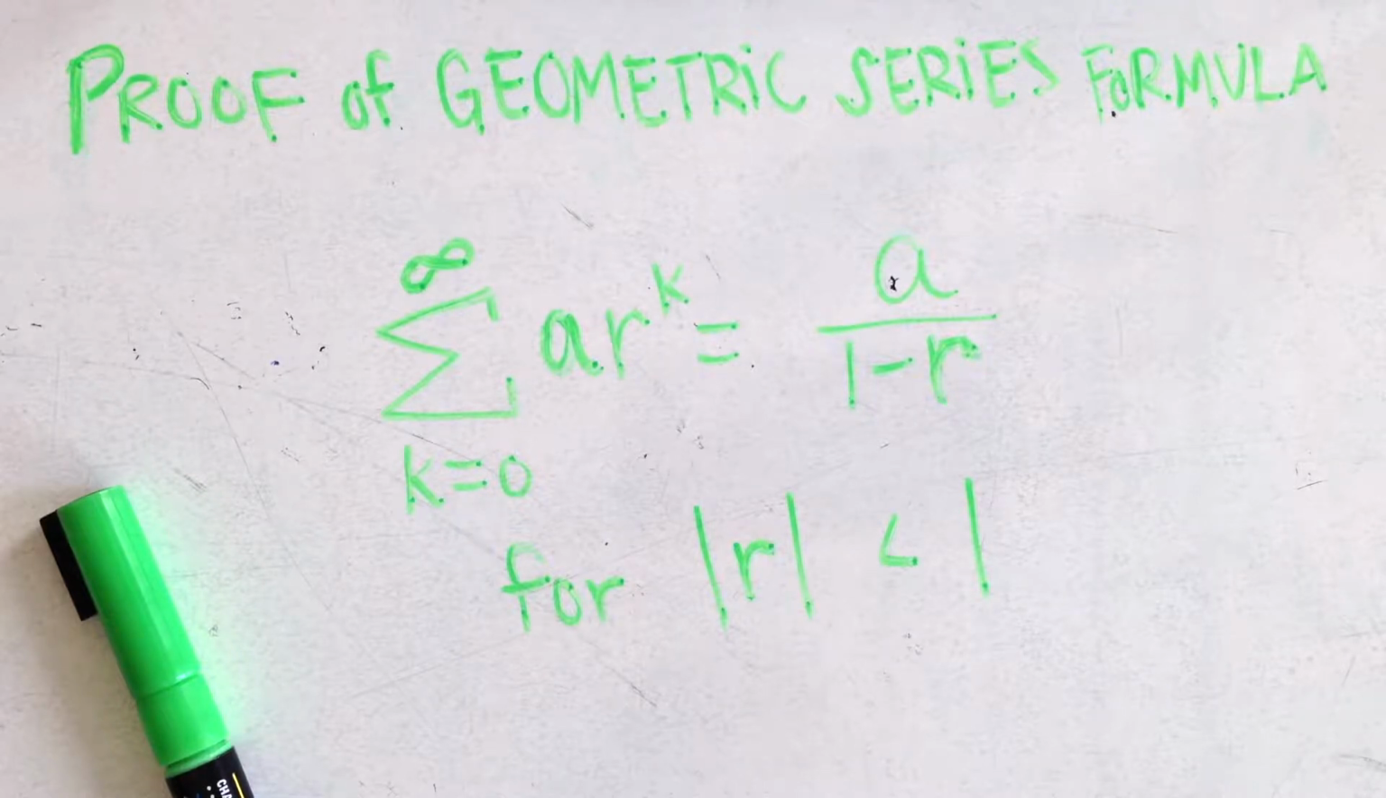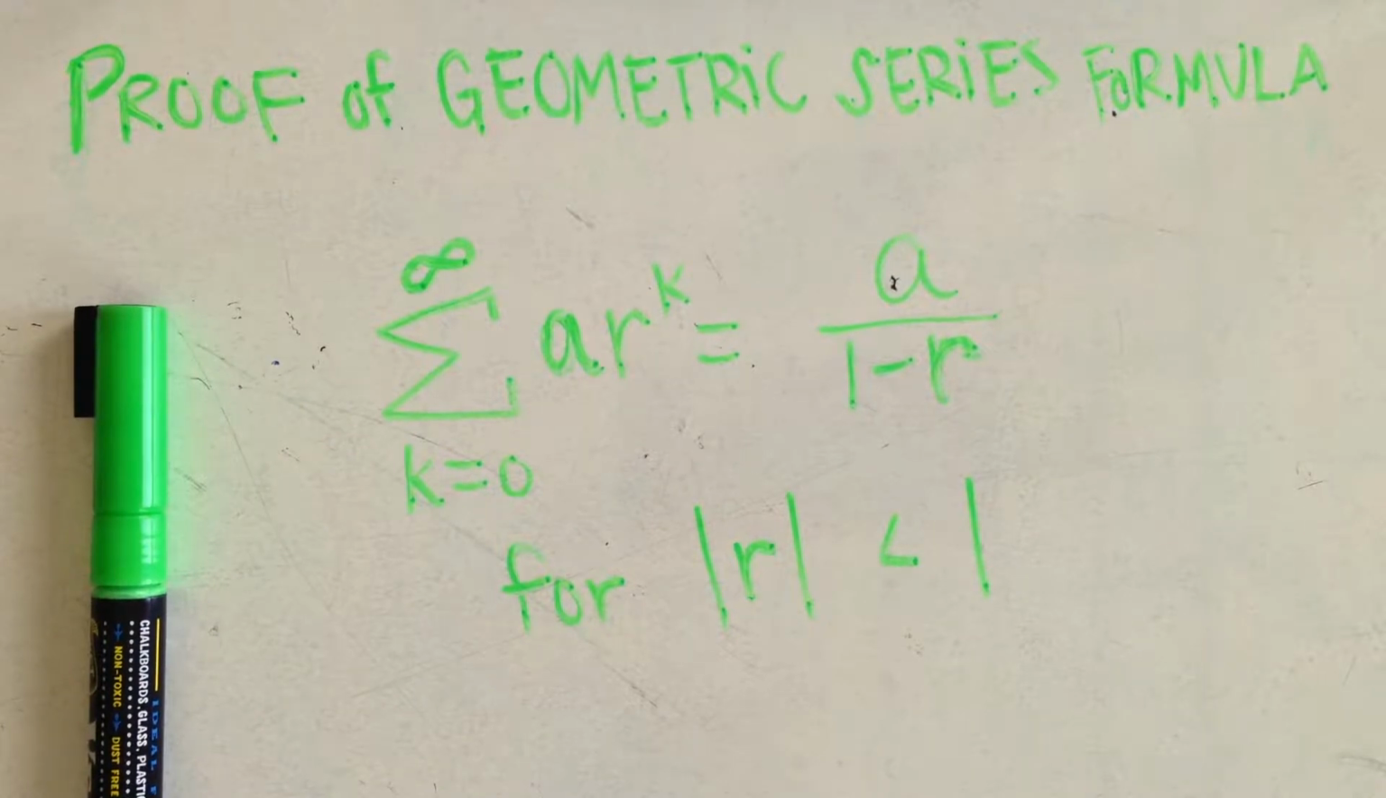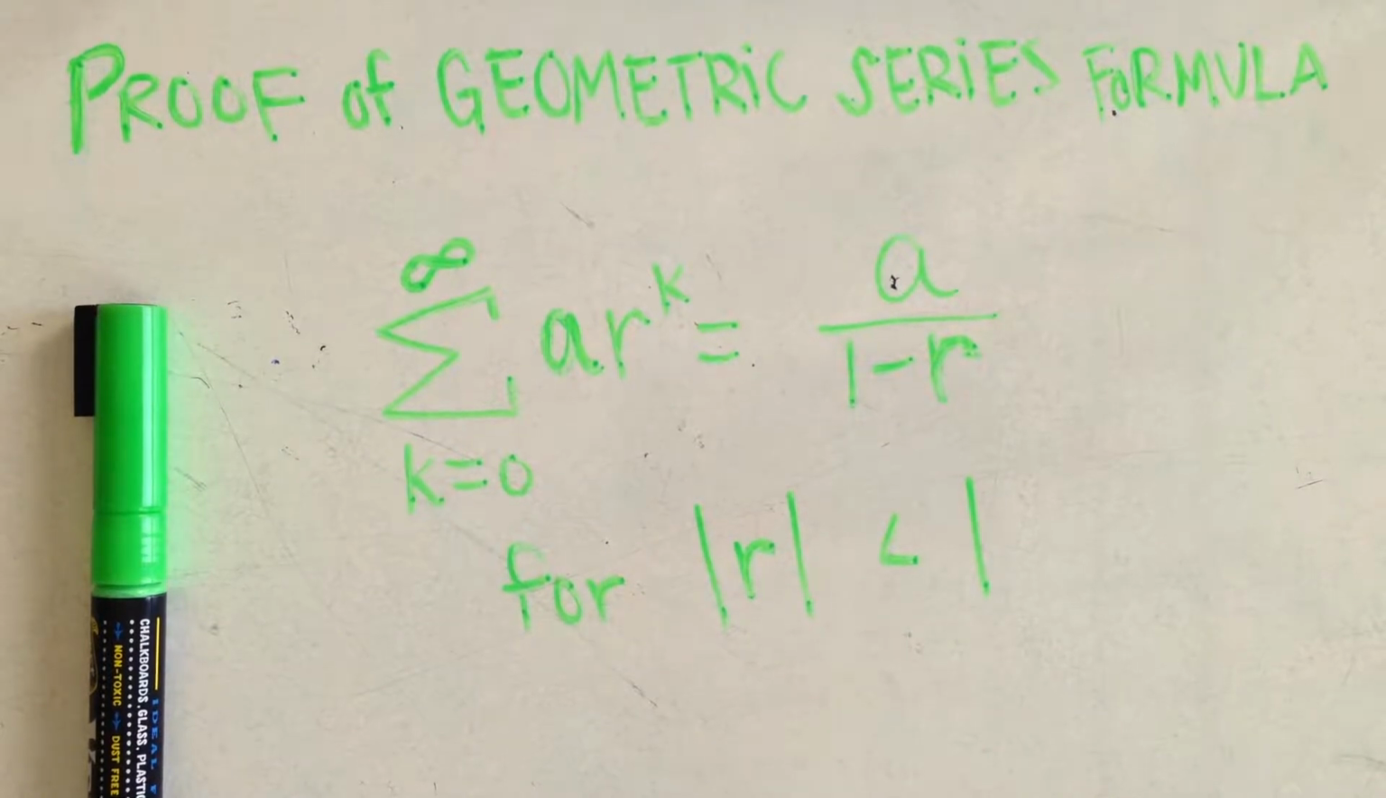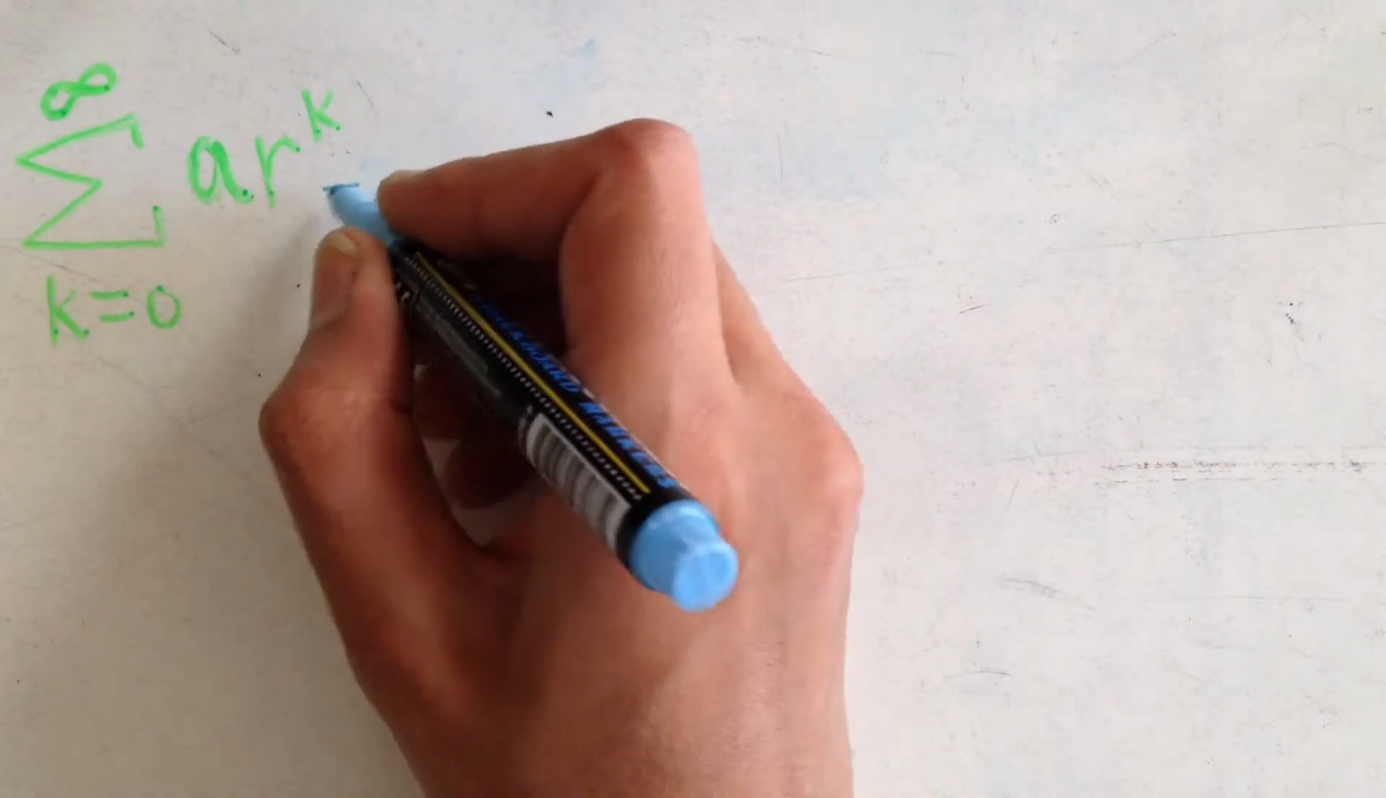So we're going to be looking at a proof of the geometric series formula. A geometric series is a sum of the form a times r to the k for some constants a and r. Let's start by looking at the expansion for this.